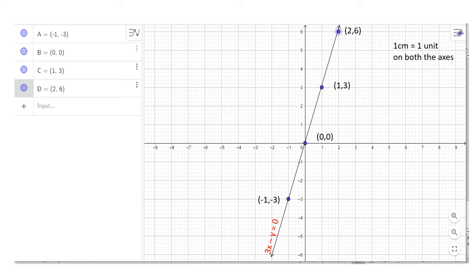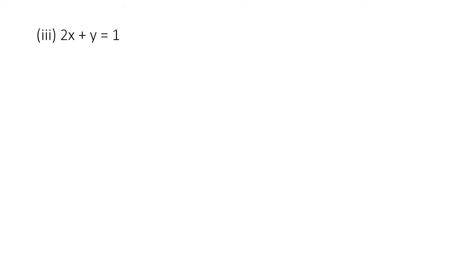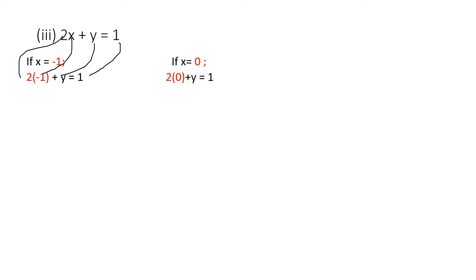Now the last sum, 2x plus y is equal to 1. Now what we do is, again I consider the values of x as -1 and 0, and substitute in the equation. See here, again I have done the same thing. Instead of x, we have written, see, this is 2, this is x, this is y, this is 1. Likewise we substitute different values of x. We take 4 values of x and we get 4 values of y.